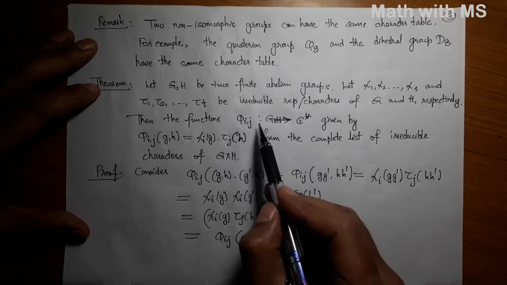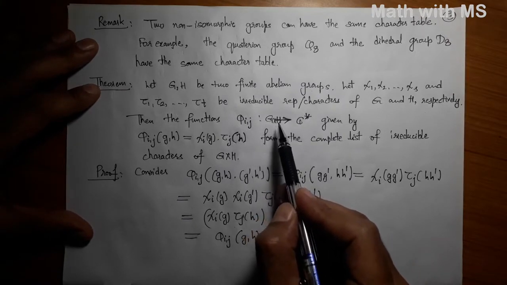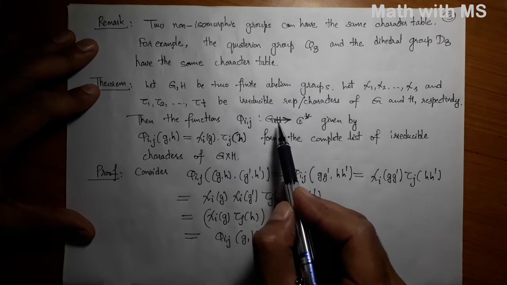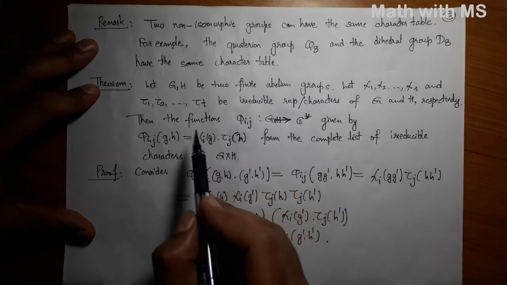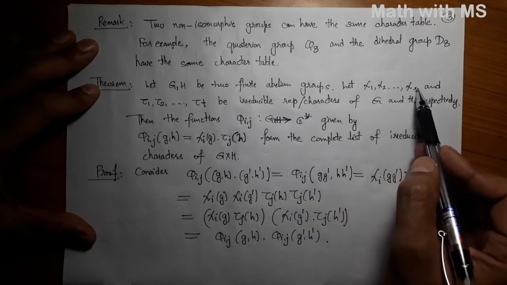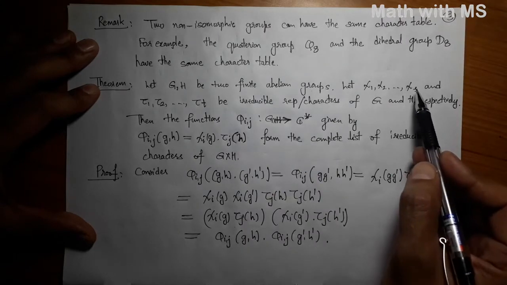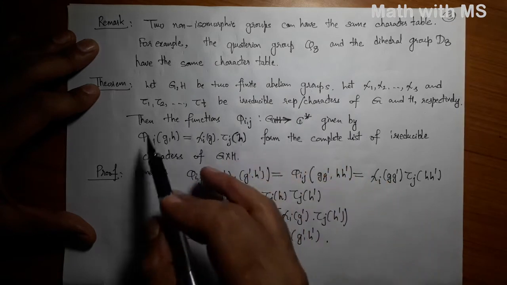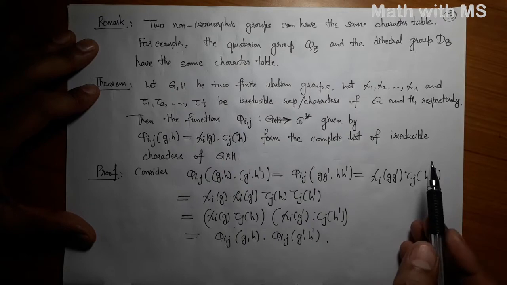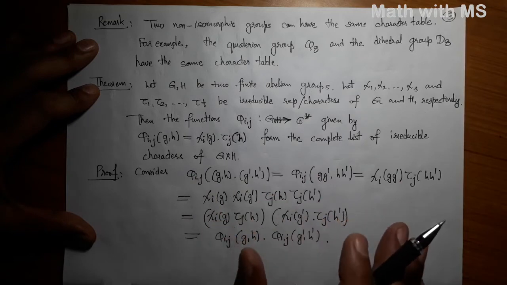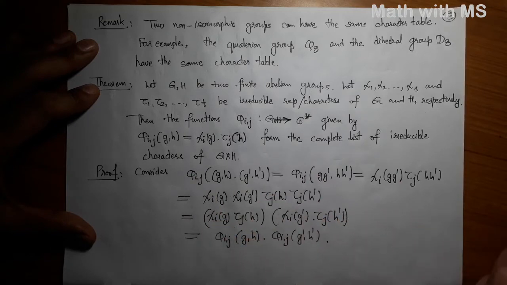Furthermore, the number of conjugacy classes in G cross H is the same as the number of conjugacy classes in G times the number of conjugacy classes in H, and the number of such functions phi ij is precisely S times T, where S is the number of conjugacy classes in G and T is the number of conjugacy classes in H. Therefore, the number of these functions phi ij is the same as the number of conjugacy classes in the group G cross H, and therefore these are all the irreducible characters of the product group G cross H. So this completes the proof.